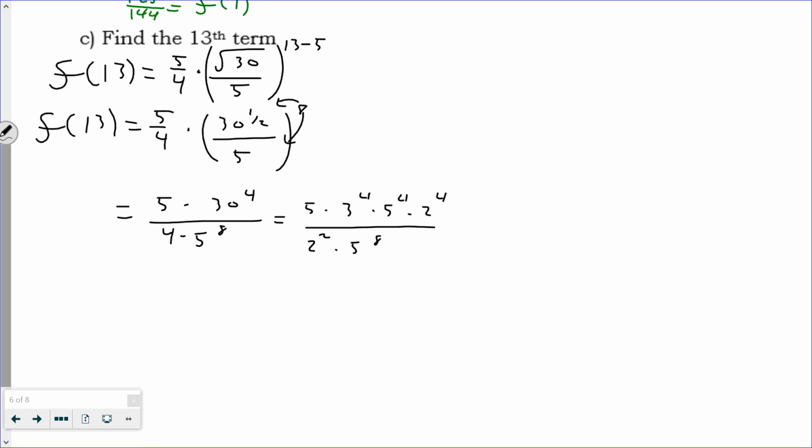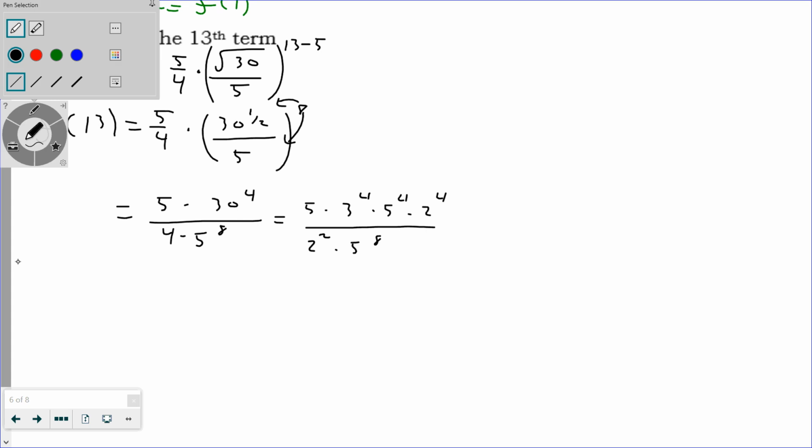Are we good so far? So I'm going to start canceling stuff out. I can get rid of these 2's on the bottom and change this 2 to the 4th to a 2 squared. I have a total of 5 4's on the top. I can cancel these out with the 8 on the bottom and be left with 3 on the bottom.